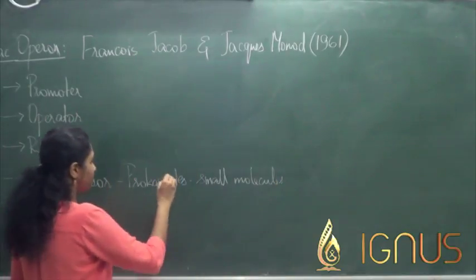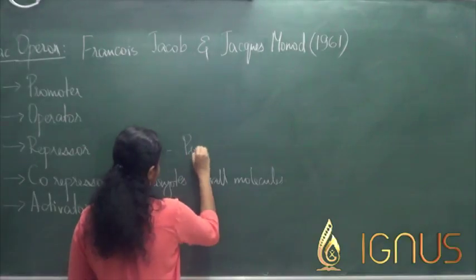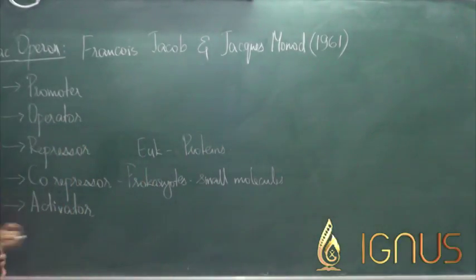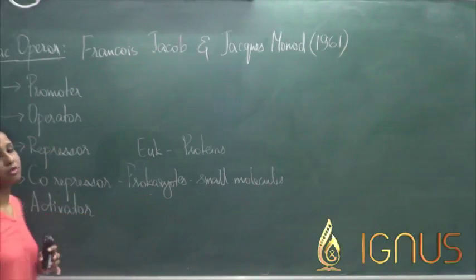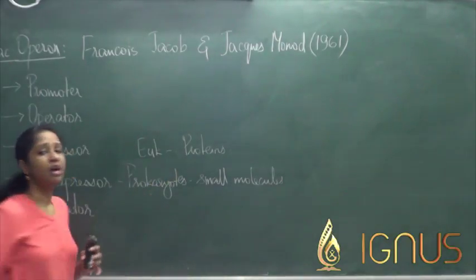In case of eukaryotes, they are always proteins. Okay, so co-repressors in case of prokaryotes are always small molecules. In case of eukaryotes, they are always proteins.